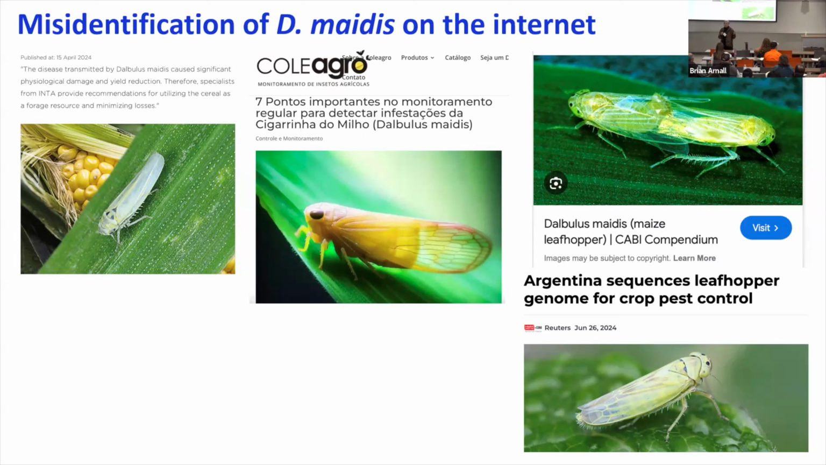You might see, oh, there's a slightly greenish leafhopper. It has spots. Is it Dalbulus? Well, the answer is no, it's not, because Dalbulus is yellow to tan, no green. How do I know this? Because of this image.